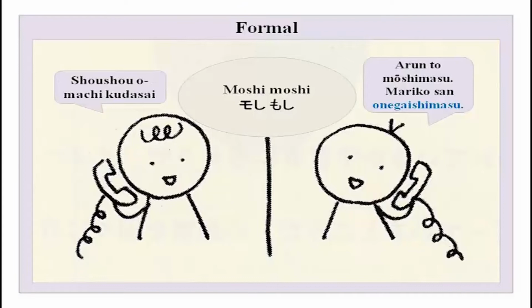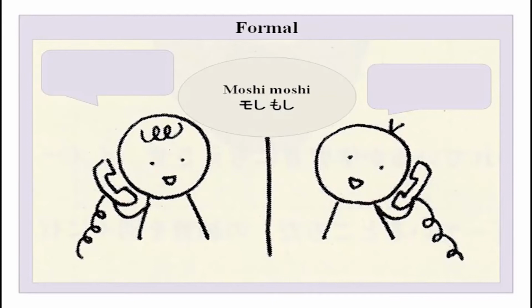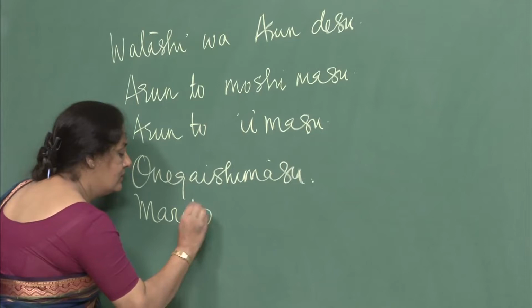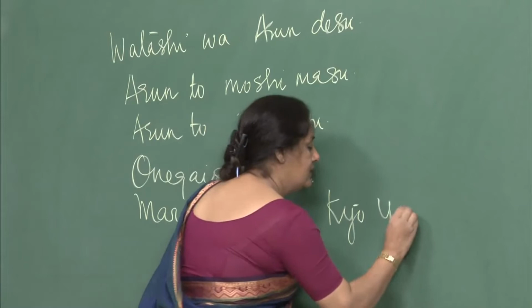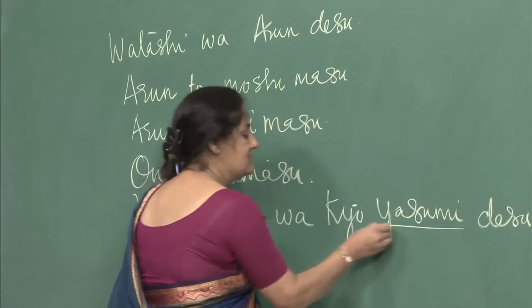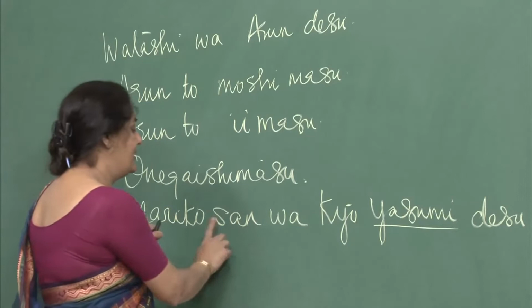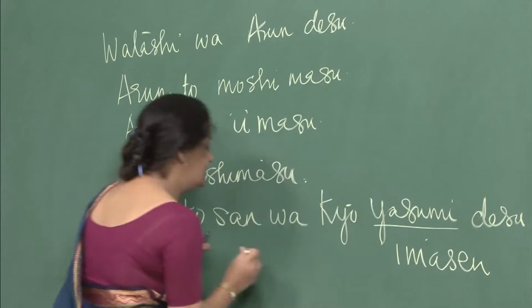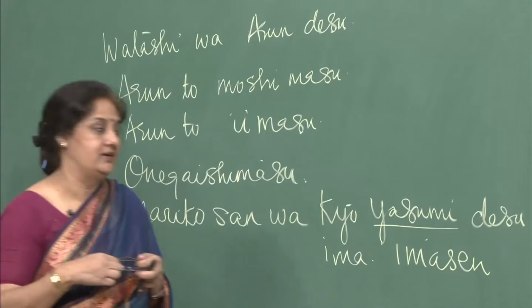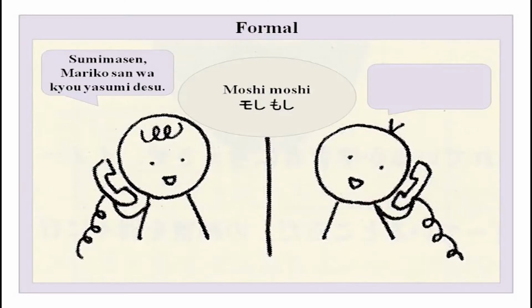So, well, then what happens? The person goes and checks and comes back on the phone and says something. Sumimasen, Mariko-san wa kyō yasumi desu. Yasumi is a holiday, she is on leave. Mariko-san wa kyō yasumi desu, or Mariko-san wa imasen, she is not present at the moment. And then what is the reply of the person who is inquiring? Wakarimashita, I have understood.